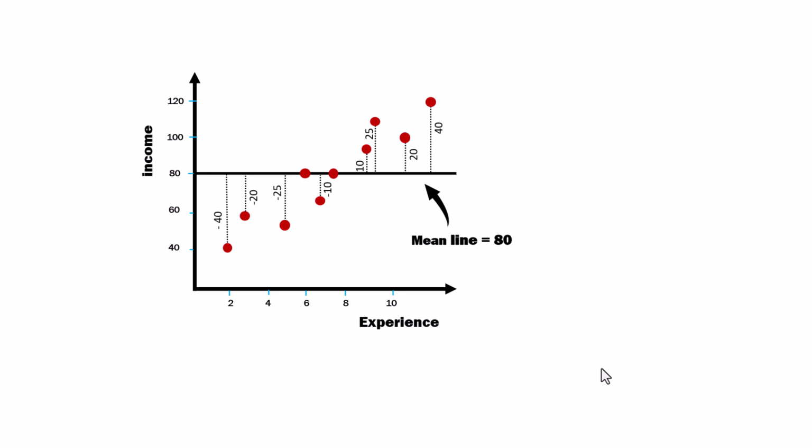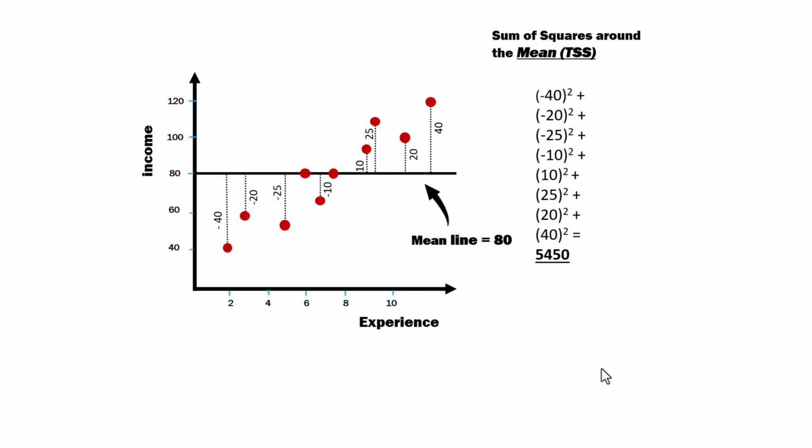Because distances above and below the line cancel each other out, we square those differences before adding them up. This is the total sum of squares, or TSS. It represents the total variation or error in our data before we add any extra information. In our example, the TSS is 5,450. But here is the question: is the mean really the best way to predict income if we already know someone's years of experience? Probably not. Now let's draw a regression line.